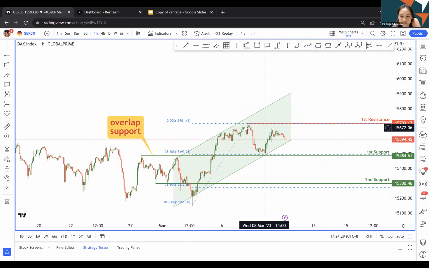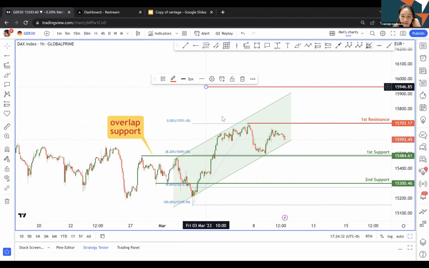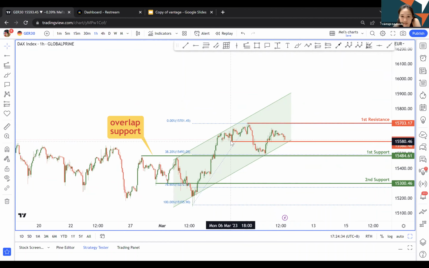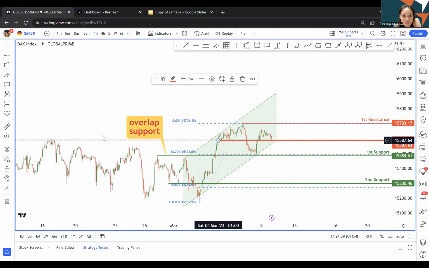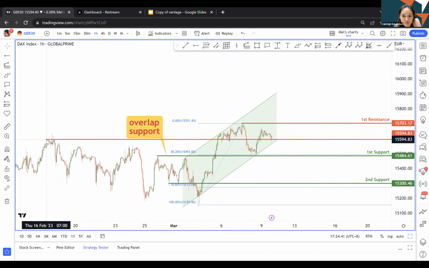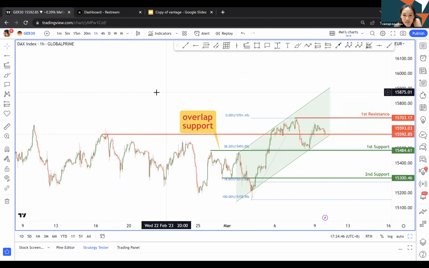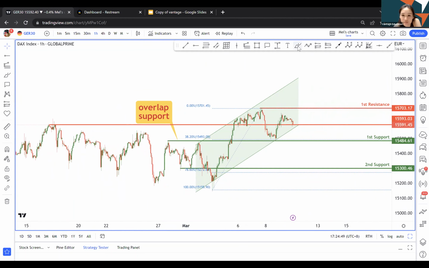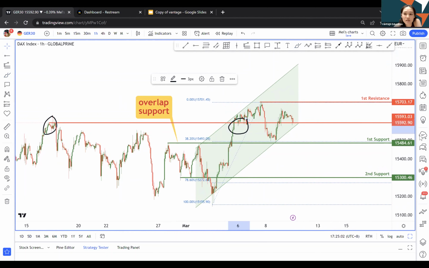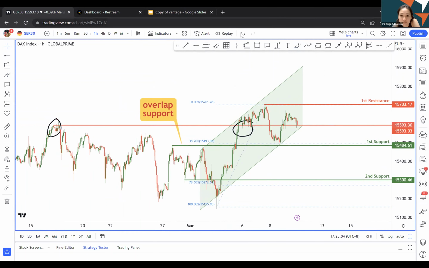Okay, I'm going to add another level over here where price currently is at. Why? Because this level, we can see that price has tested this level many times before. Here we have a swing high, swing low, and price is currently testing this level at the same level of 15593.